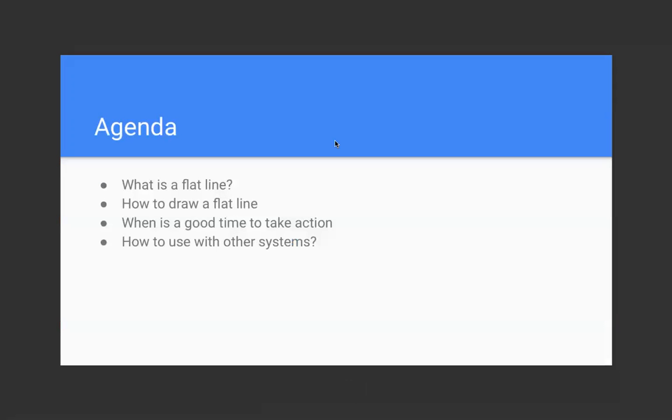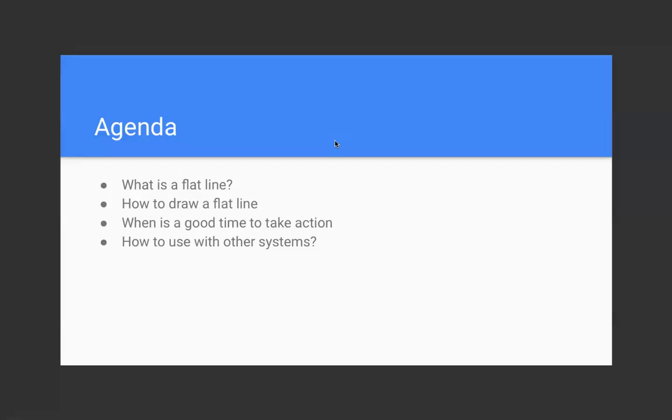So, the agenda: today, what are we going to talk about? First, we are going to talk about what a flat line is. That means what it is and why we need to use it. Then we'll talk about the most important thing, how to draw a flat line. Most of them draw the flat line so differently. It is very, very important to draw it in a way that most of the traders draw.